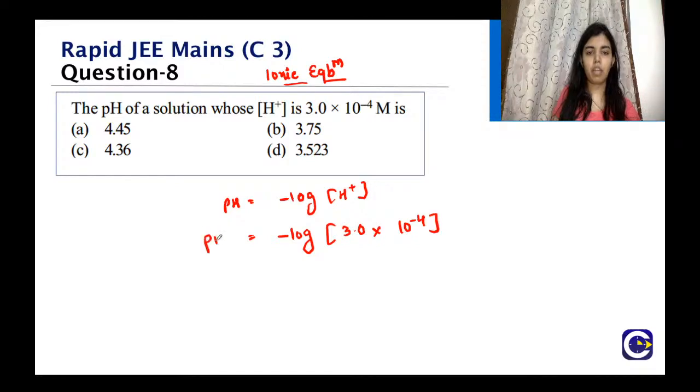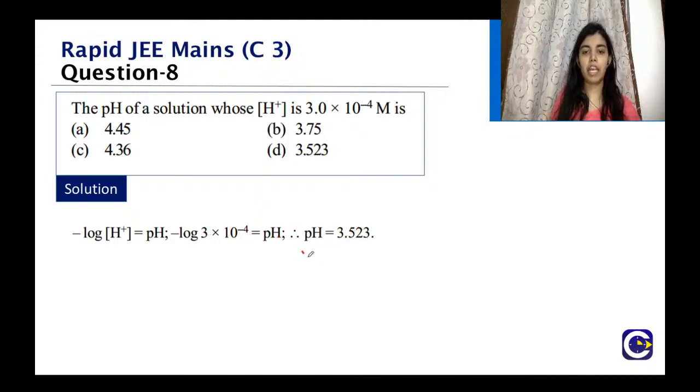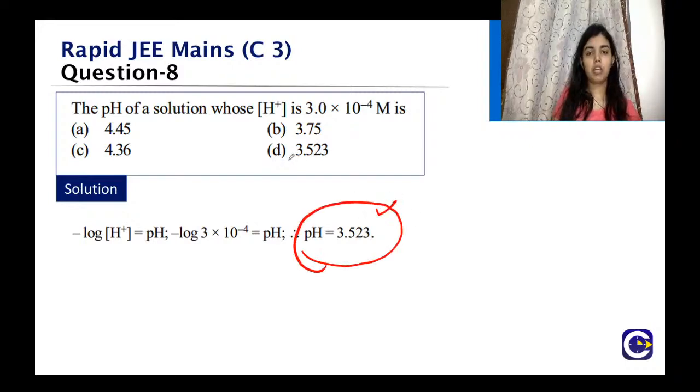That will give you the pH, right. If you solve this expression, minus log of 3 times 10 raised to the power minus 4, you will get the pH as 3.523. So the answer here will be D. We just have to apply the simple formula: minus log of H plus is equal to pH.